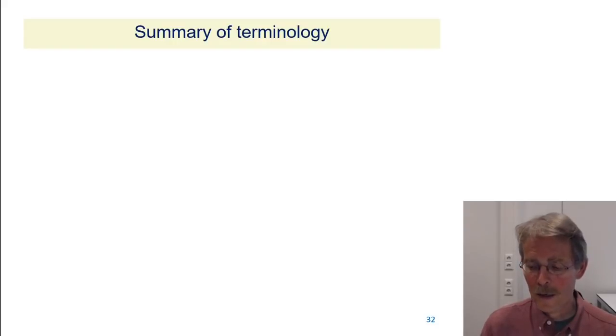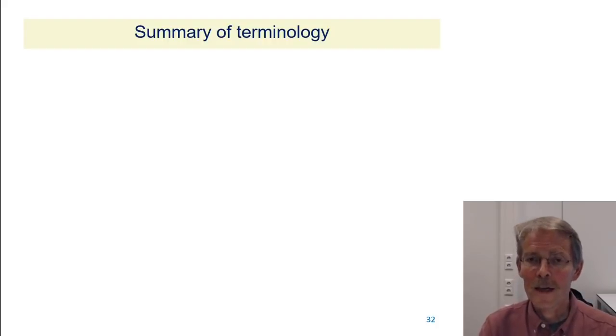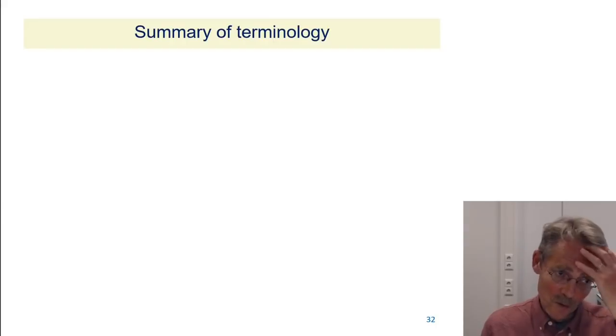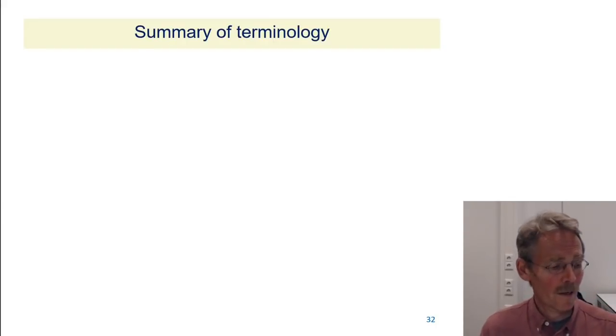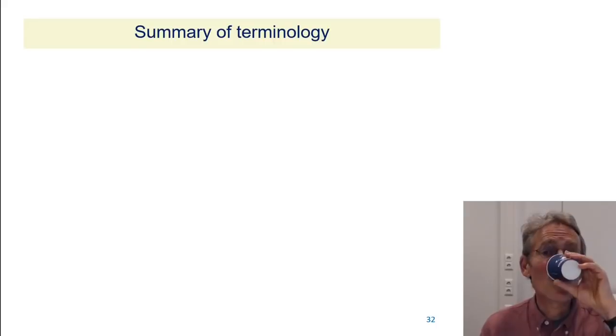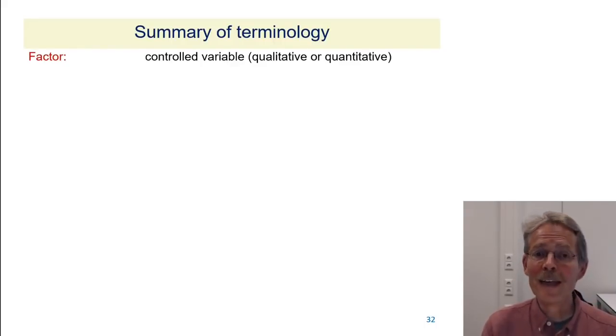Okay, we're going to end up with 2 slides about terminology. I'm going to give you a summary of the terminology first, and then we'll have a look at 2 examples. And I need some tea because I'm running a bit dry, but we're at the end, so I'll manage. Okay, a vector is basically a controlled variable, an explanatory variable.